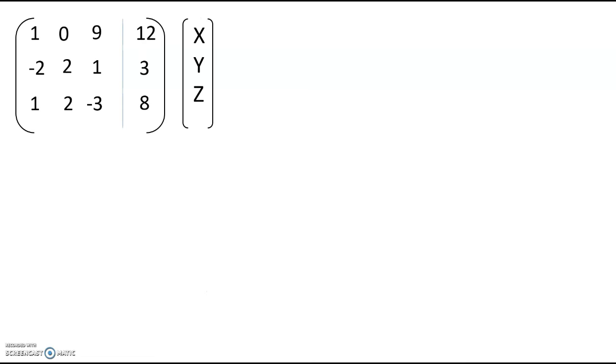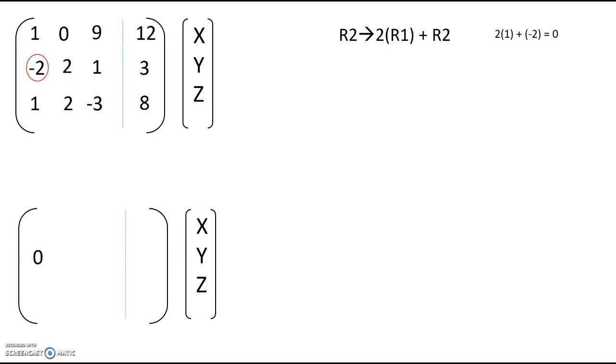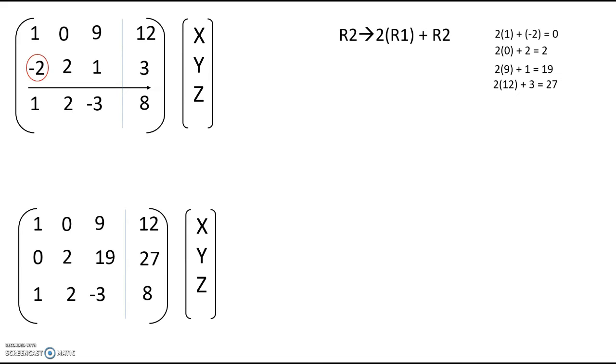Next, we need to solve row 2 in column 1 to make it 0. So I'm going to do 2 times row 1 and add with row 2, which will be like this. 2 times 1 plus negative 2 is equals to 0. Write down there. And same thing goes for the whole row. So 2 times 0 plus 2 is equals to 2. And then 2 times 9 plus 1 is equals to 19. Write down there. And then 2 times 12 plus 3 is equals to 27. Write everything else as the same.